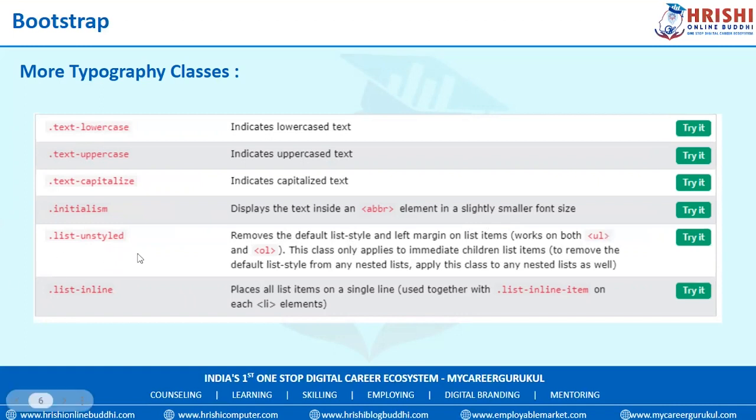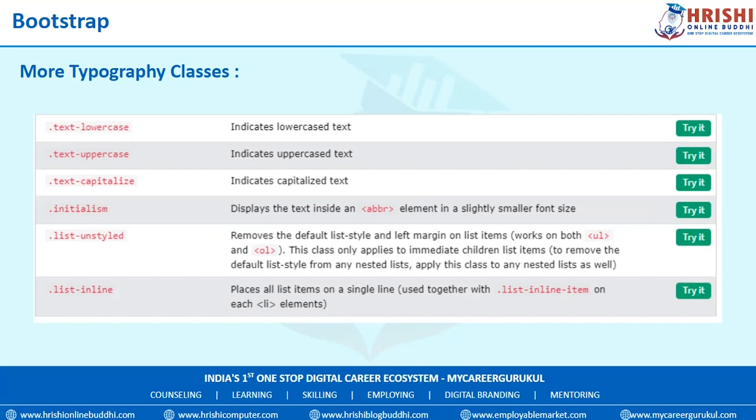Dot list unstyled removes the default list styles and left margin on the items. That means it will remove the list markers. When we talk about OL or UL, we define the list type, that is discs, dots, 1 2 3, A B C D. So it helps us to remove that particular list type.